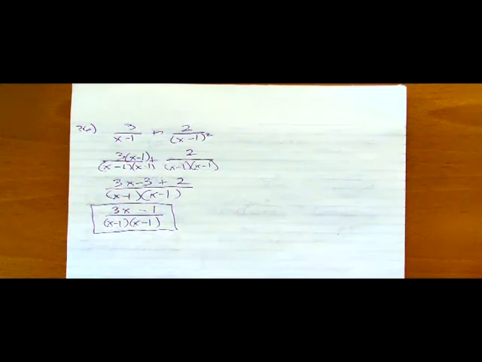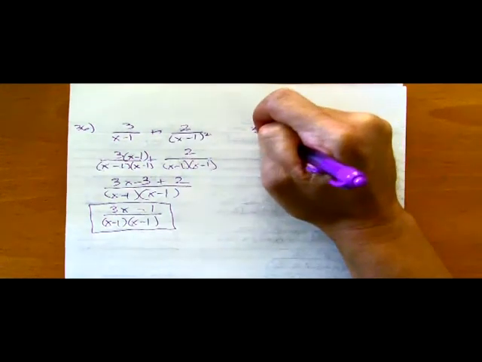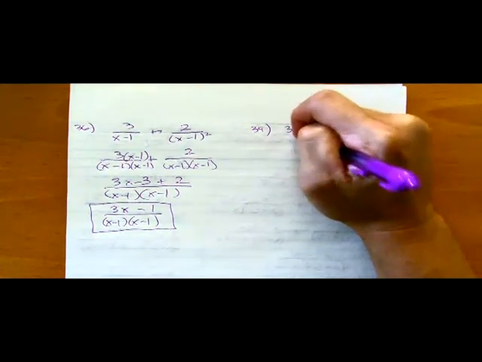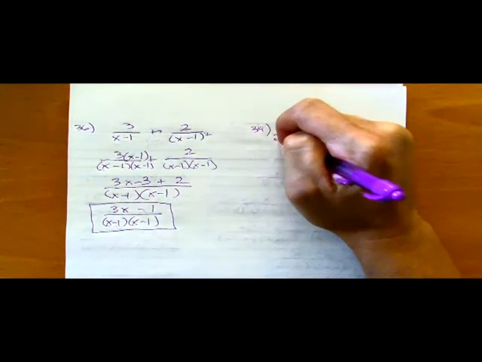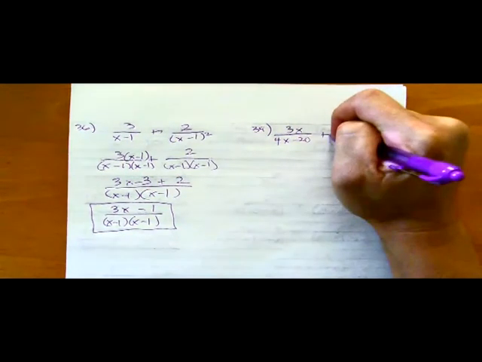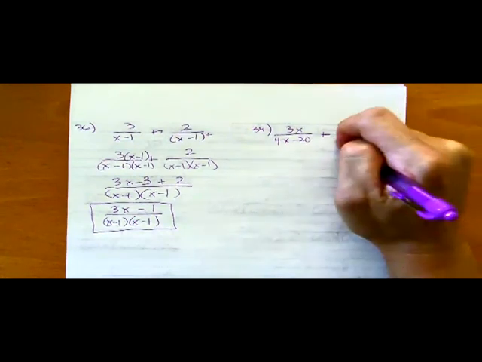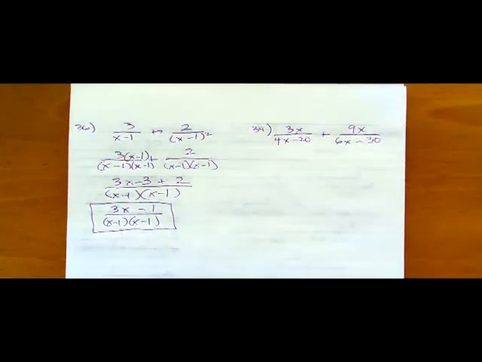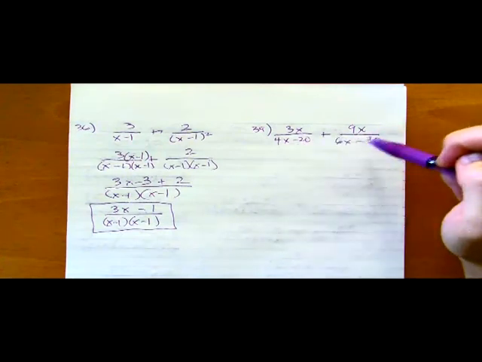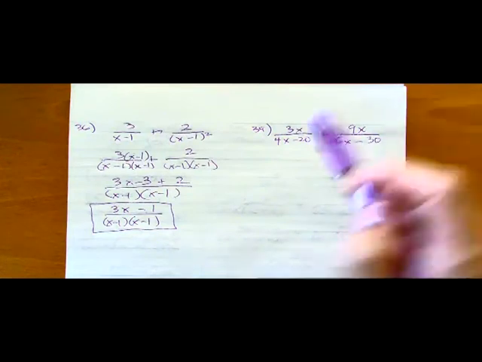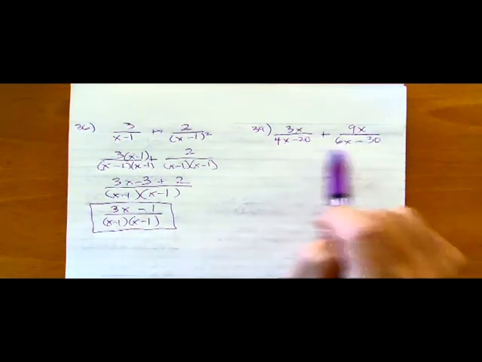Okay. Next one. Number 39. 3x over 4x minus 20 and 9x over 6x minus 30. So like I said, we shouldn't just multiply the denominator by the other denominator. We can make this simpler. If we factor each denominator, then we might have an easier time figuring out what to multiply by.